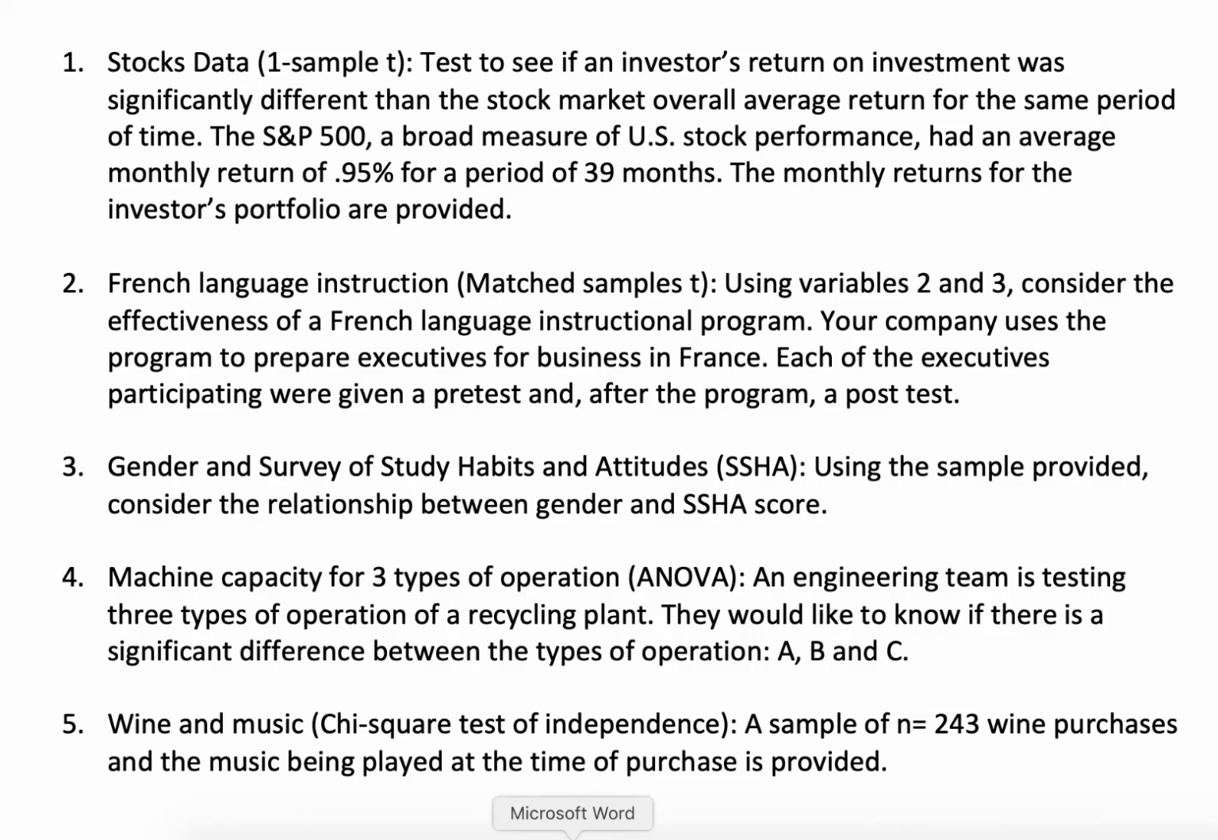Let's look at one more, the wine and music example. This is a chi-square test of independence, and it's a very interesting use of it. We're looking at the relationship between the music playing in a wine store and the purchases of wine made while that music is being played. So we have 3 music categories and 3 wine categories. So our 3 by 3 crosstab is going to be the basis for our chi-square test of independence.